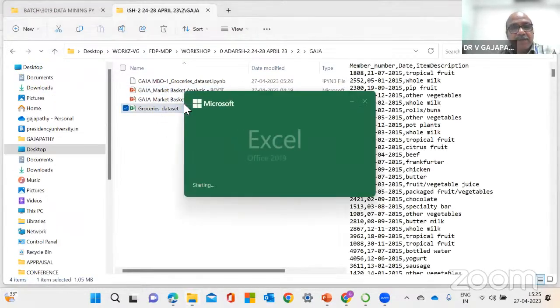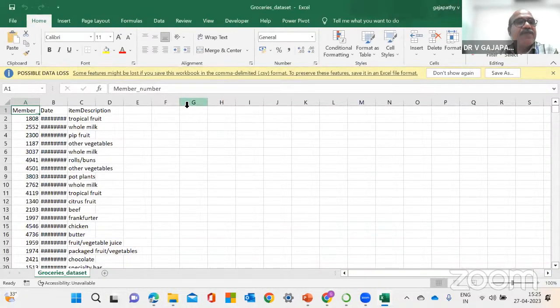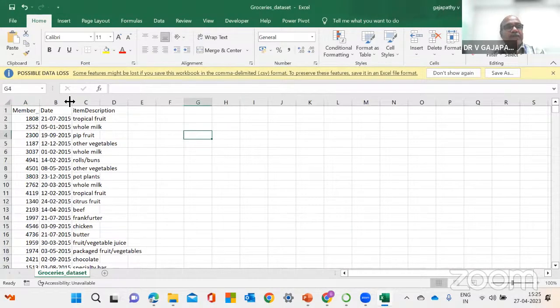The grocery data set I'm having is all CSV files. It is different. Member, this is the transaction, I can say, transaction ID or member. Okay. And then I'm having the date, and then the item purchased, tropical fruit.